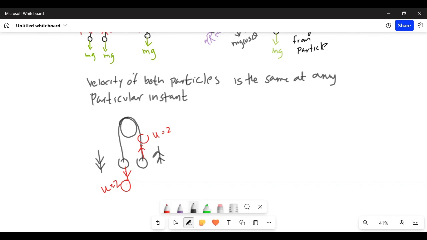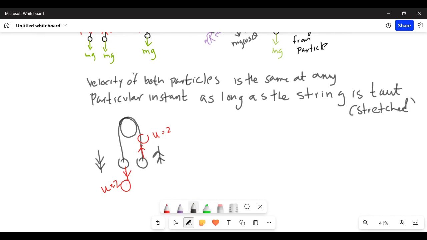As long as the string is taut. Taut means stretched, completely stretched. It shouldn't be slacking, like the string has to be completely stretched out.